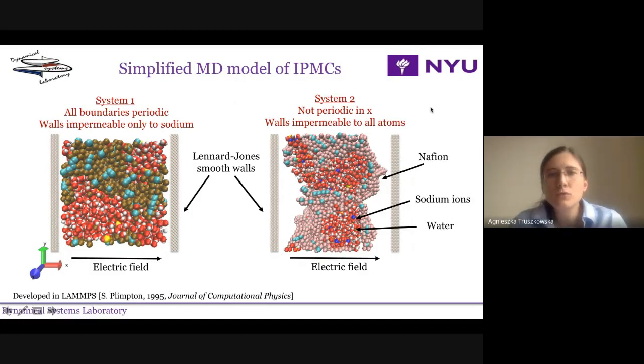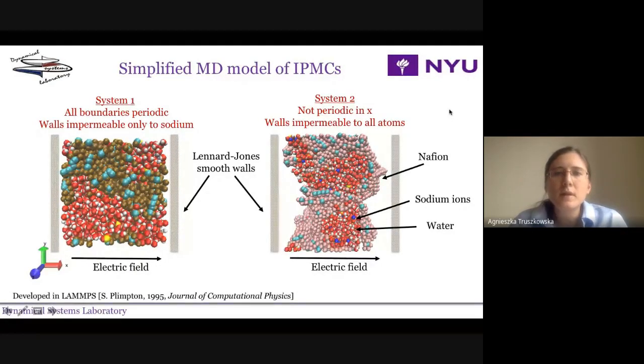We introduced two simplifications in our molecular dynamics model. First, we approximate the metal electrodes with smooth walls. These walls interact with the atoms through a Lennard-Jones potential. And then we also introduce the electric field as a simple bulk unidirectional force.